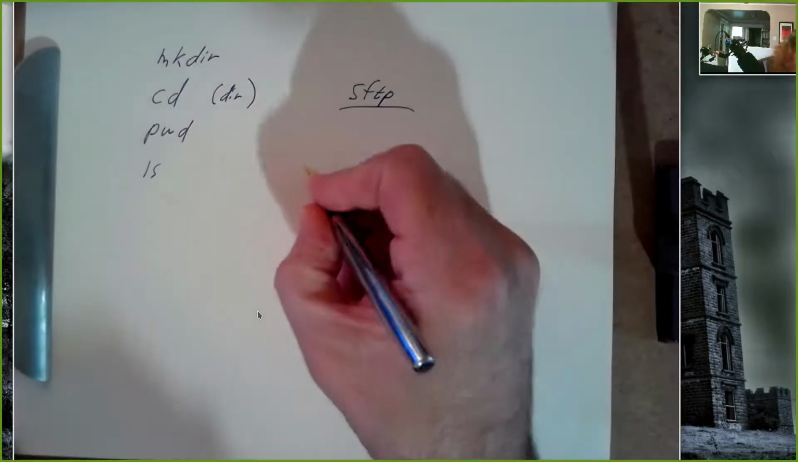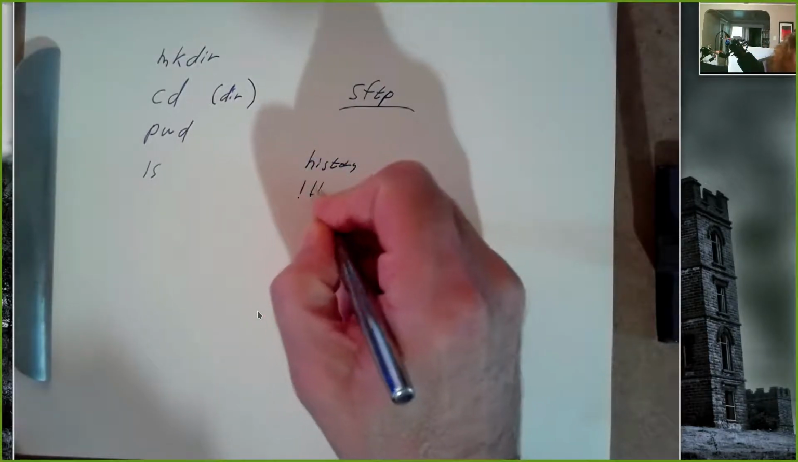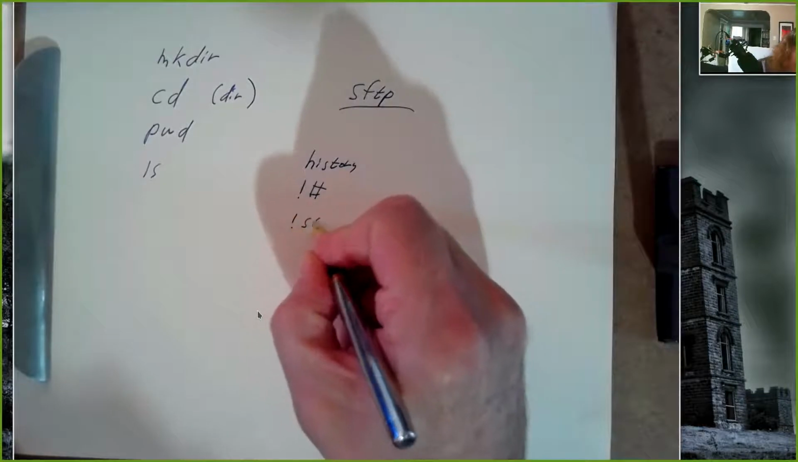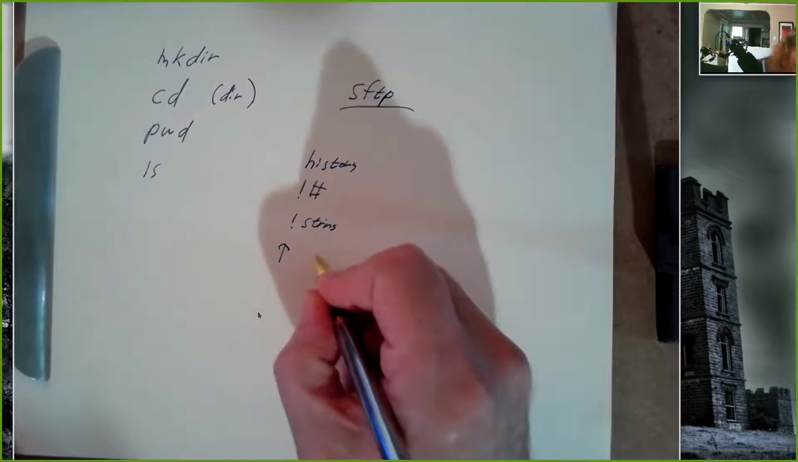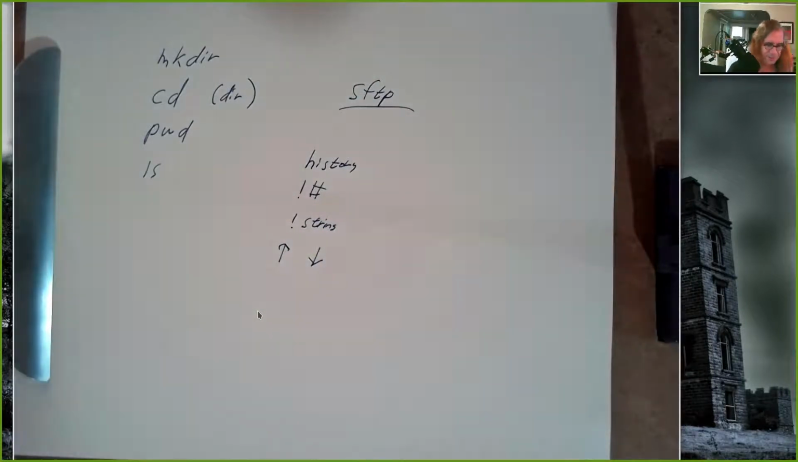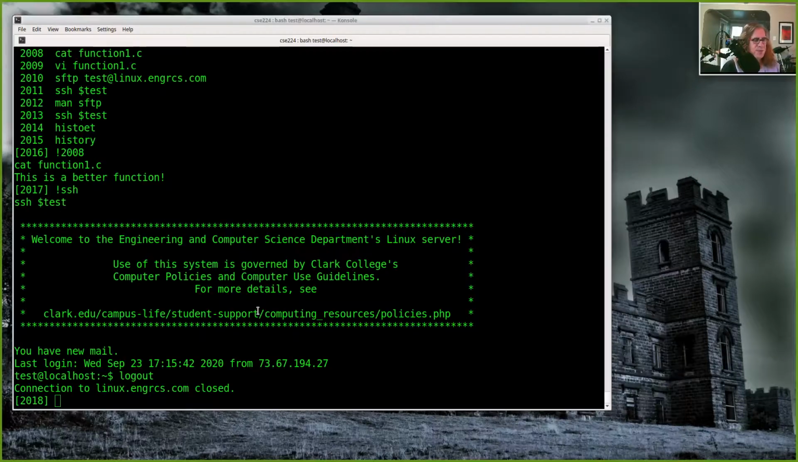Alright, so we have history. We can say exclamation mark some number. We can say exclamation mark some string of characters. We can do the up arrow and we can do the down arrow. And those are ways to reuse commands that you've already done.